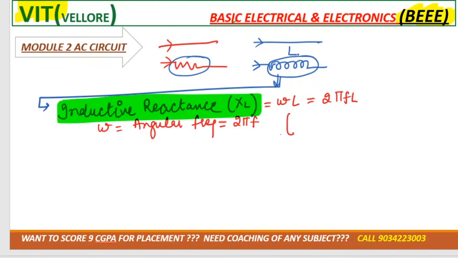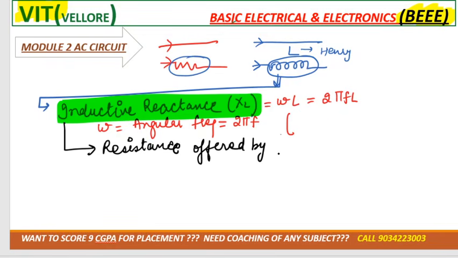So can you tell me what should be the unit of the inductive reactance? That was the unit for L. L's unit is henry, right? Now I'm asking about the inductive reactance. If I write the definition of inductive reactance, it's a kind of resistance offered by the inductor, correct? So according to you, what should be the unit of XL? It's resistance only. Yes, its unit is ohms. Clear?